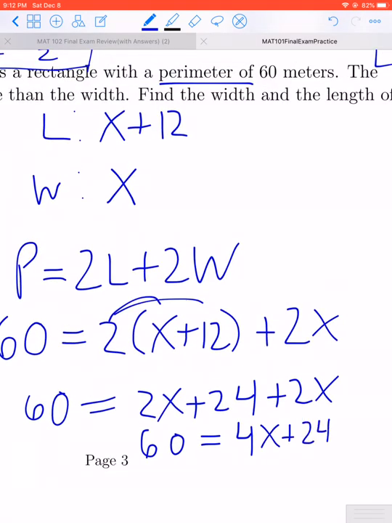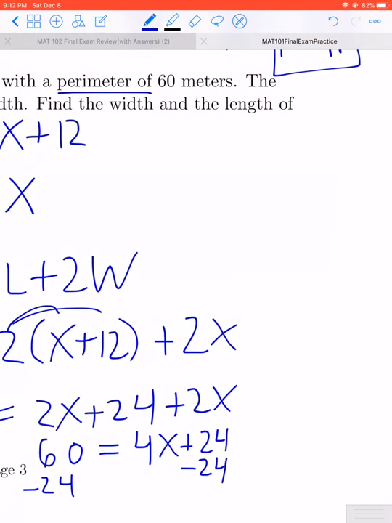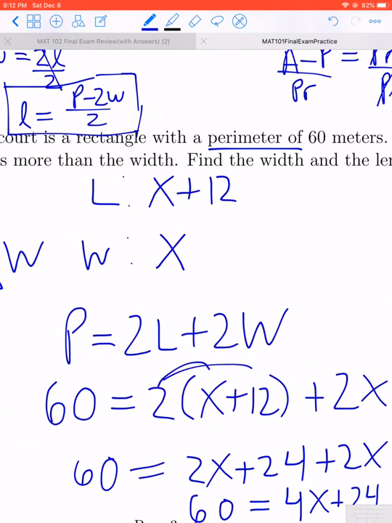plus 24. To get the x by itself, we're going to subtract 24 from both sides. 60 minus 24 would be 36, equals 4x. And then one more step to get x by itself, we need to divide both sides by 4. So we get 9 equals x. It's always important in a problem like this to go back and remember what the variable stood for. In this equation, x was the width, so we know that the width is going to be 9 meters.